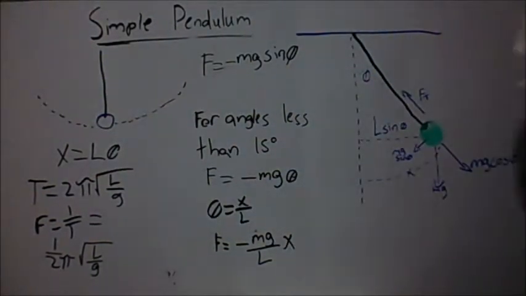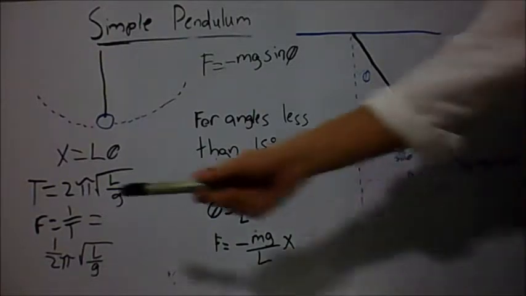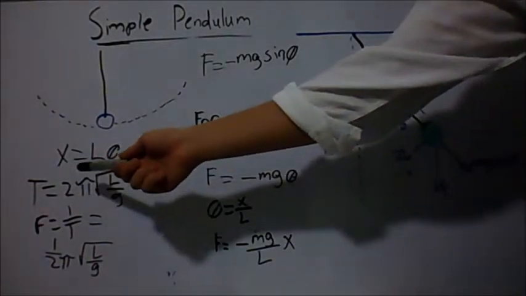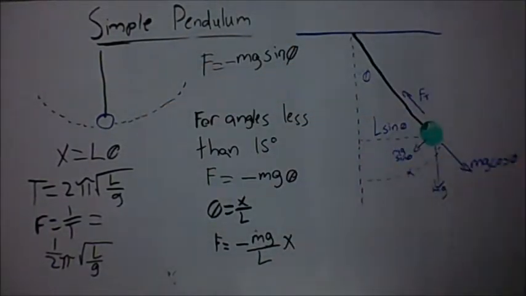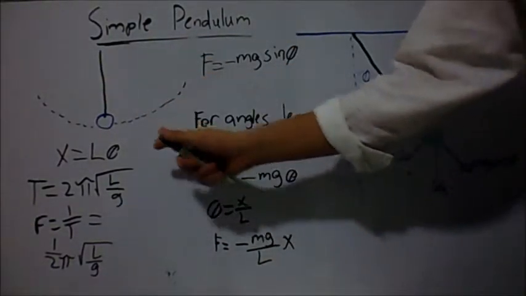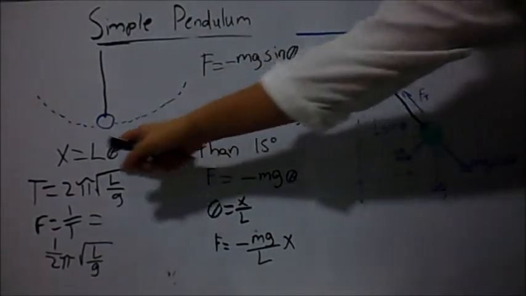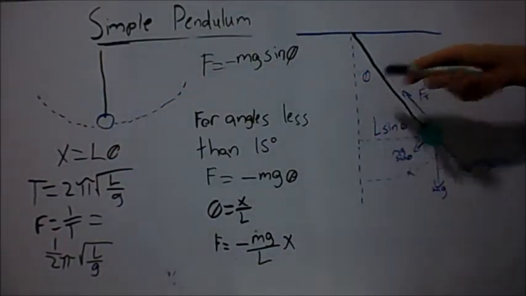To calculate the displacement of a pendulum, you have this equation, which is x equals L times theta, L being the length of the cord, and theta being the angle that it makes with the arc as it moves through the equilibrium point, like this.